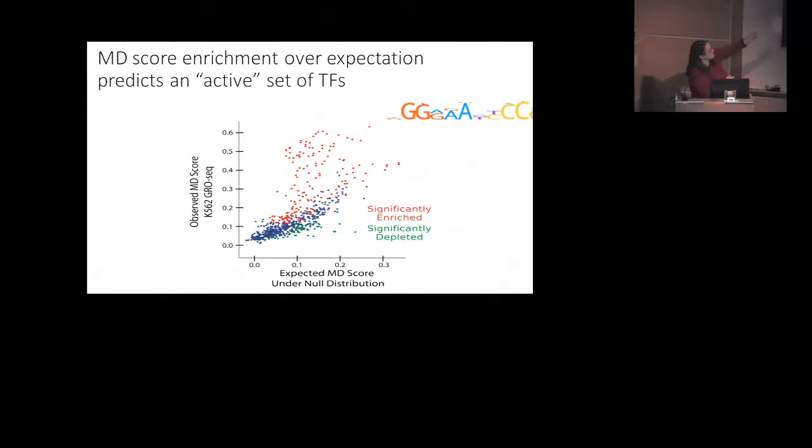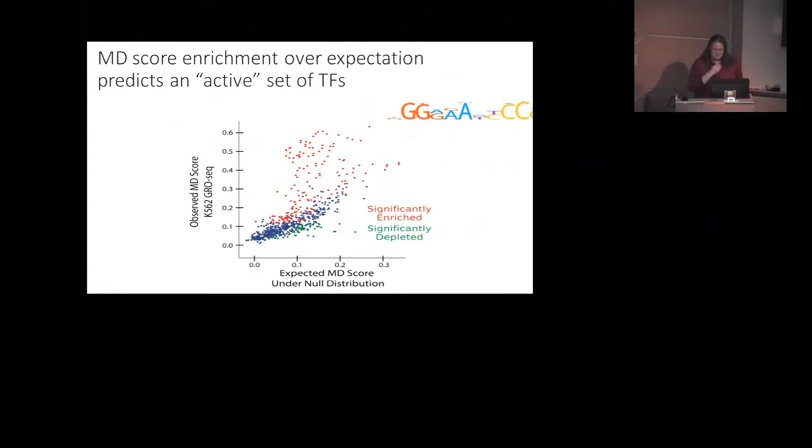For a given data set, here shown on the y-axis, I can then calculate my observed MD score, which reflects where the eRNAs are currently present. And when that observed is enriched relative to background, the red, those are the guys that are active. When it's depleted, those are the guys that are active as repressors.